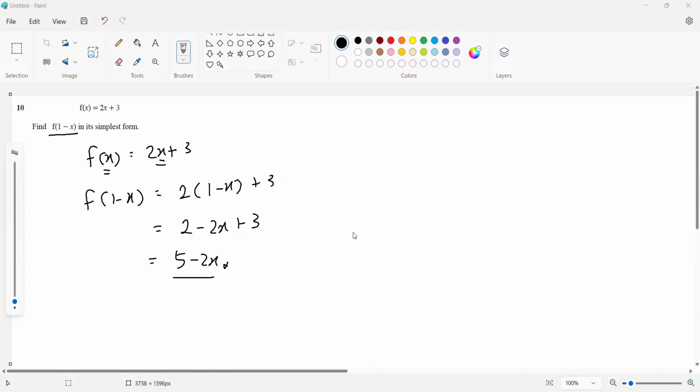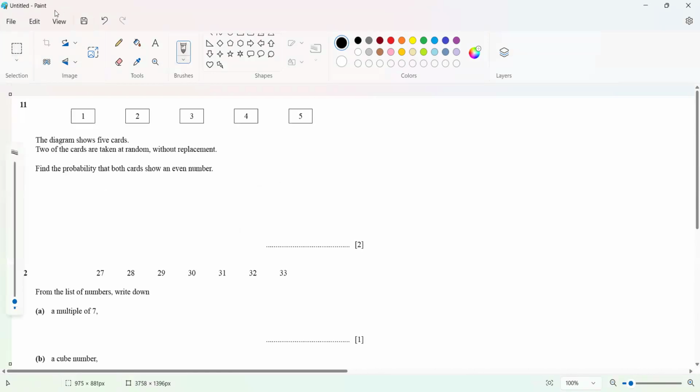So we are doing first. From here, the diagram shows 5 cards. 2 of the cards are taken at random without replacement. So without replacement, take note that you do not put it back into the container. We're just taking it out. It's no longer in the pool.